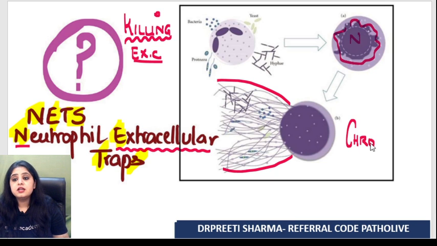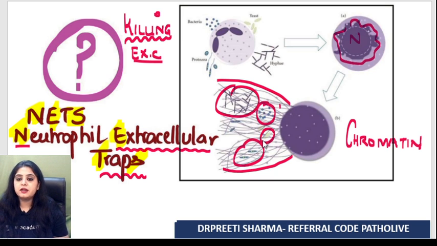Firstly, what is sent? Nuclear chromatin is sent extracellularly, and after going out, it is going to make a trap. It's going to form a trap over here. So whatever bacteria, fungus, parasite, virus, whatever has come will be trapped in this nuclear chromatin and will be killed. That is known as NETs.